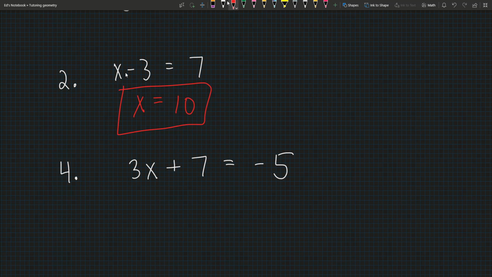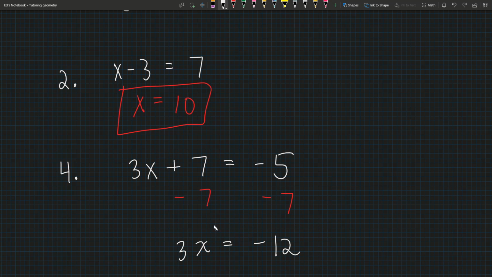And you can check your work. 10 minus 3, is that 7? Yes. All right, next. Again, simplify if you're able to. Can't simplify this side. There's no like terms to combine. Same thing over here. So the next step is I undo addition or subtraction with the inverse. So it's addition, so I'm going to subtract 7 from both sides. So now I have 3x on the left is equal to, careful here, negative 5 minus 7, so I'm getting more negative. This is going to be negative 12.